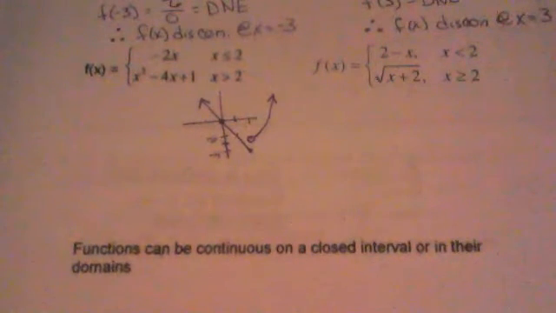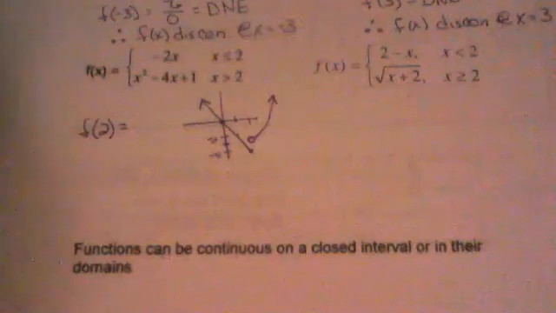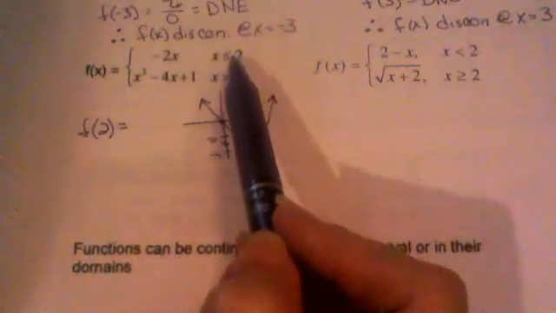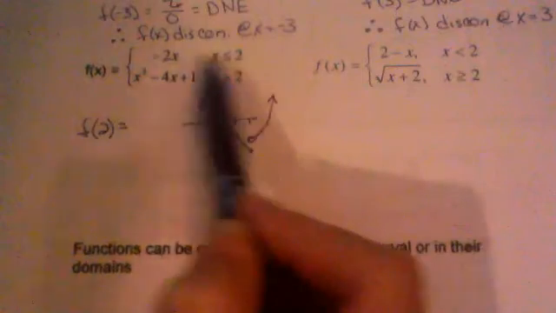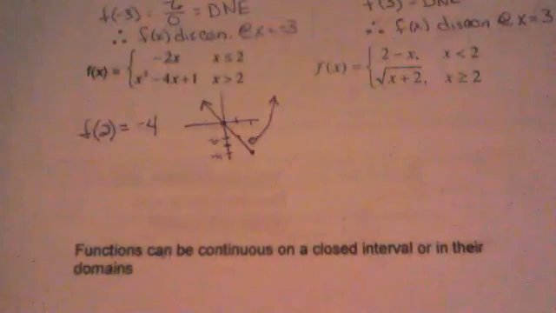So let's talk about what's going on here as far as the 3 things that have to be fulfilled. First of all, at 2, is there a value at f of 2? Well, the answer here would be yes, there is. When I plug 2 in, I'm supposed to use this function, because that's what it equals when x is 2. So I would get -4. So this does have a function value.